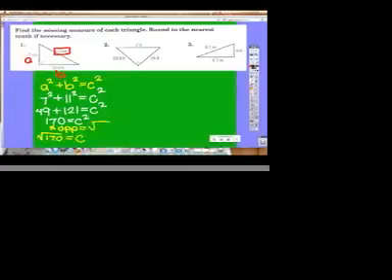Let's just do the same directions. It says round to the nearest tenth, Jacob. So let's round to that first spot after the decimal. Casey, what'd you get?